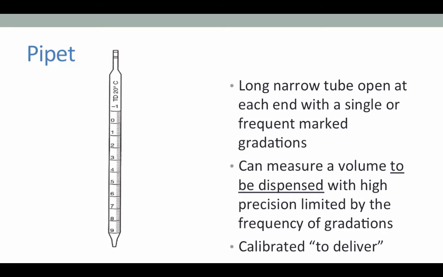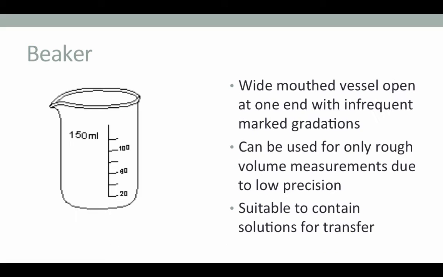The pipette is similar to the burette, being a long, narrow tube with many gradations, open at both ends. However, it does not have a stopcock to prevent flow. Instead, a pipette is used with a rubber bulb, which will provide suction to suck up solution into the pipette so that it can be transferred into a new vessel. Therefore, a pipette is calibrated to deliver. Lastly, the beaker is a large, wide-mouthed vessel that has very few gradations that are marked with fairly low precision. A beaker should only really be used for rough volume measurements and to prepare large amounts of solution. It is suitable for containing solutions that will be transferred or for mixing solutions.